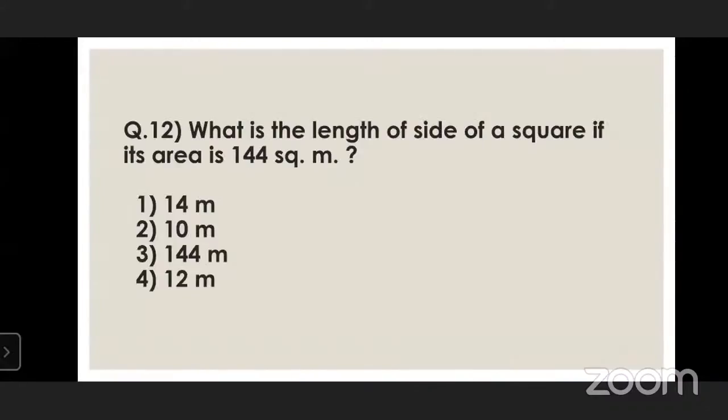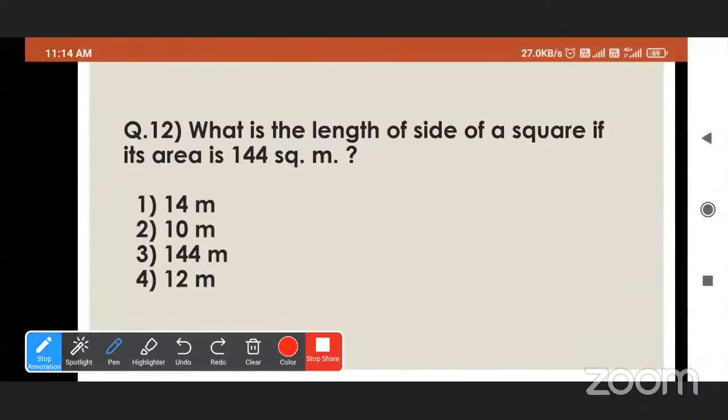Now this is question number 12. What is the length of a side of a square if its area is 144 square meter? So see here, the area is given and we have to find out the side. Now tell me which one is the correct option and how to find the side of a square. We know that the area of a square is, yes, tell me the formula, side multiplied by side only.